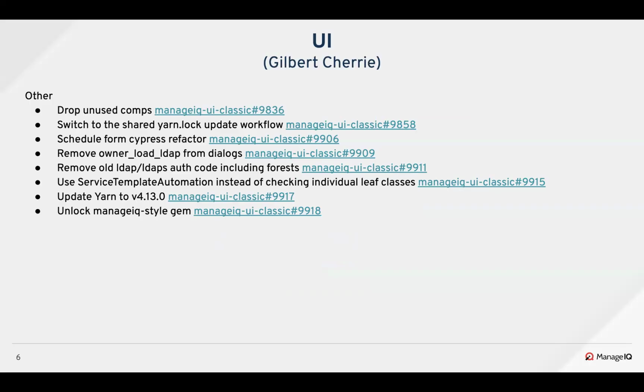Jason had a couple PRs to remove tech debt. He removed the owner load LDAP from dialogues and the old LDAP auth code, including forest. Adam used service template automation instead of checking for individual leaf classes. And finally, we had the bot update yarn to 4.13, as well as Jason updating or unlocking Manage IQ, the style gem. Next slide.